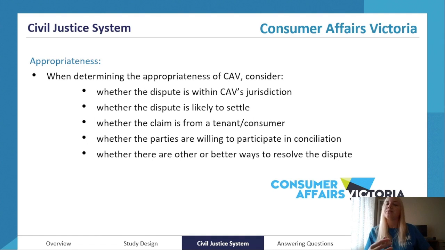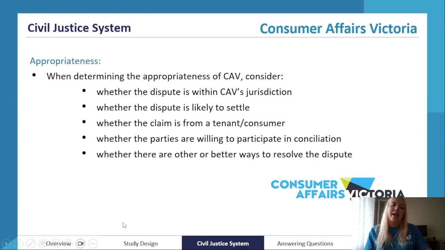If it is, there's automatically a reason why CAV is appropriate. However, CAV does have a small jurisdiction and you need to know it. So you might read questions and see this actually can't go to CAV. It's not within their jurisdiction.